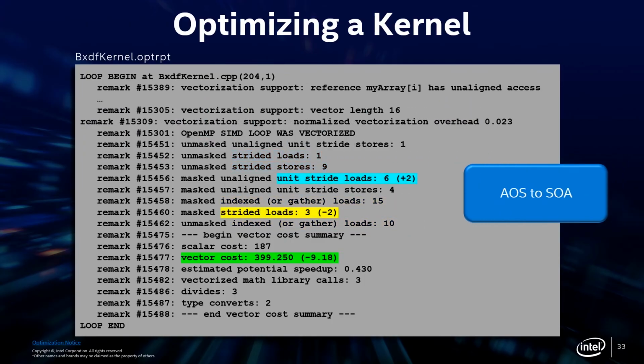Changing the data layout of some of the context data from array of structures to structures of arrays allows some of the strided loads to then become unit stride loads. Here we see 2 of the strided loads are gone, and we have 2 more unit stride loads in our scorecard, and this reduces the vector cost as well.